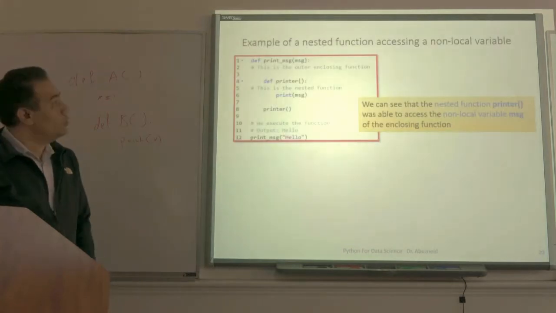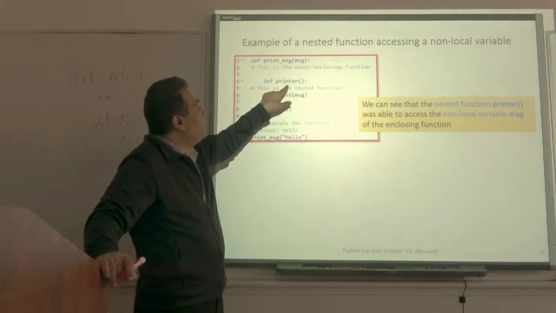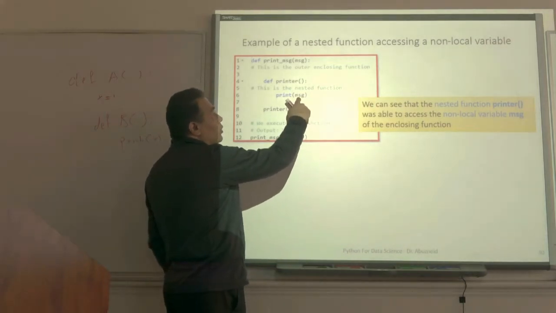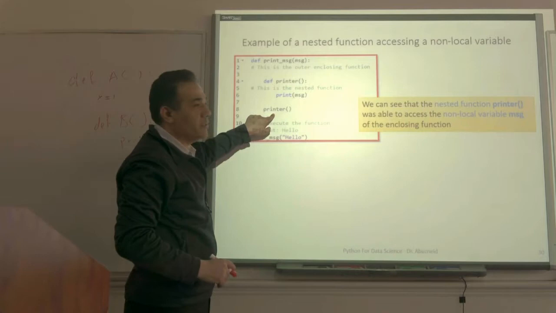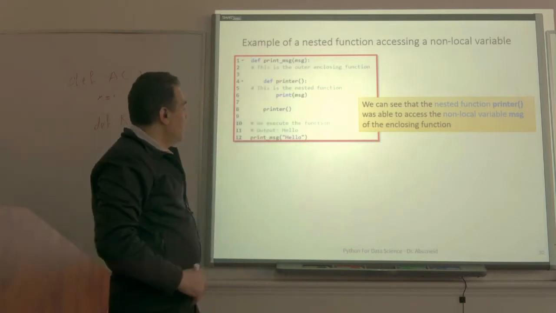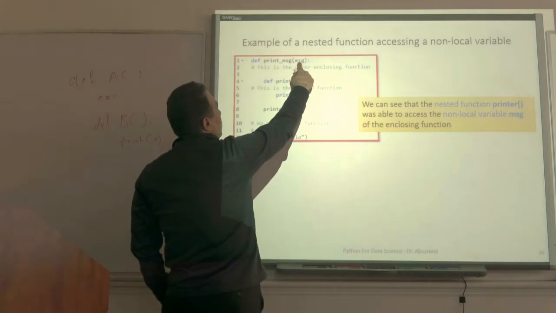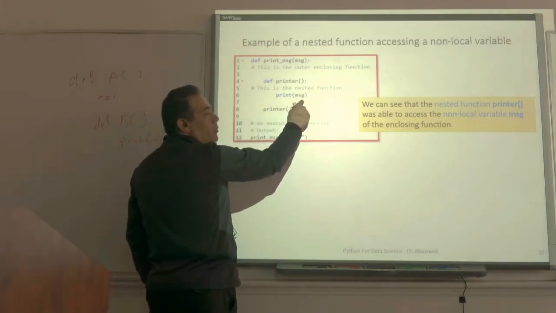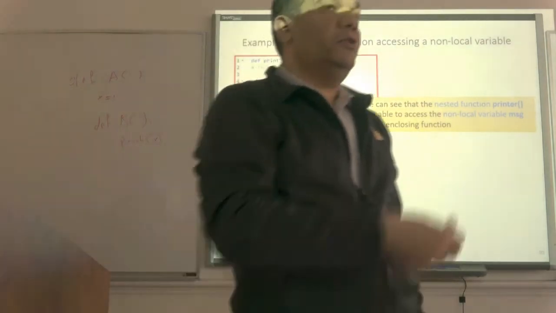Okay, let's go to an example of a nested function. In here, print message. Then inside print message, I created a new function called printer, which prints the message. So where is this message coming from? What I'm doing is, in the outer function, I'm defining an inner function and I'm calling it. So when I say print message hello, what does it do? It goes in here, the message will be hello. Then it calls printer, and printer will print the message. Where did the message come from? From the outer function. We're able to read all the variables in the outer function.